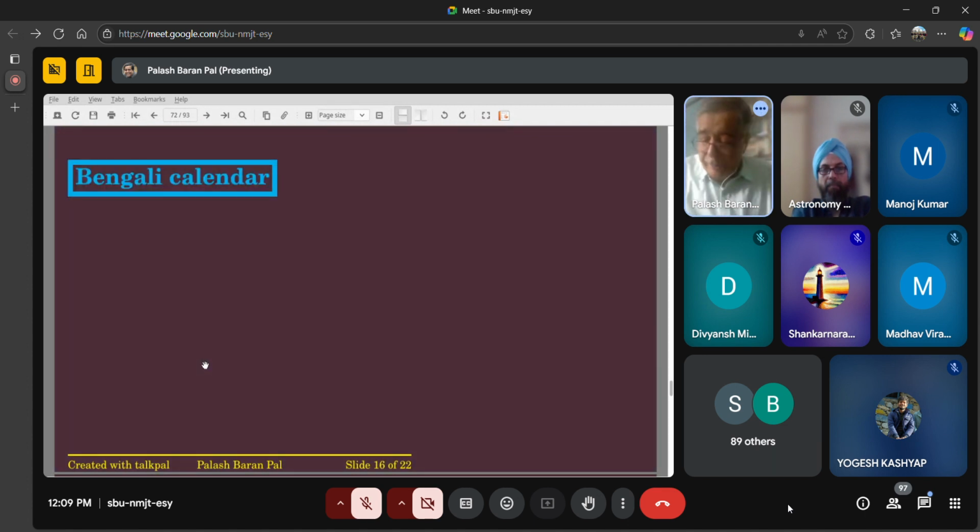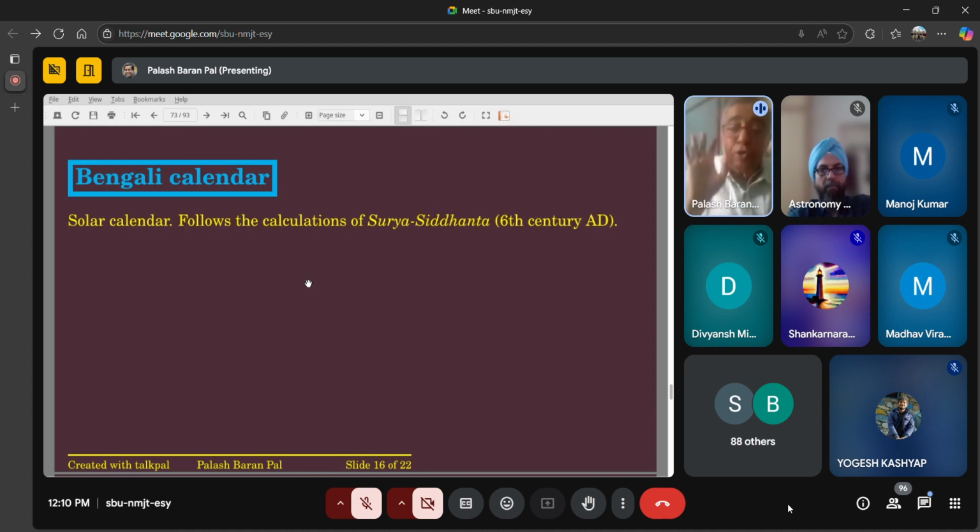But before that, I'll have to talk about the Bengali calendars. You probably anticipated it, but I'm saying it not just because I'm a Bengali. It has some features which are very unique and which are not always nice features. So I'm not talking about Bengali calendars to tell you how great the Bengali calendar is. It's not great. Let's see what it is. First of all, it's a solar calendar, and it follows the calculations of Surya Siddhanta, which was an astronomical text written in 6th century AD. Remember this 6th century, it is important.